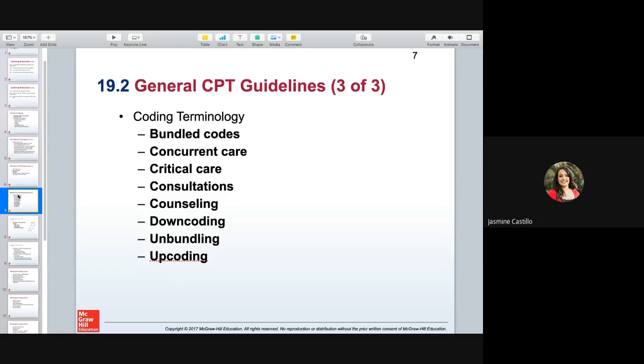So instead of billing the 99215, we billed for the 99213. That is considered downcoding, and that is considered insurance fraud. You cannot do that. If you spend 70 minutes with the patient, you have to submit your code that lines up with how much time was spent with the patient.